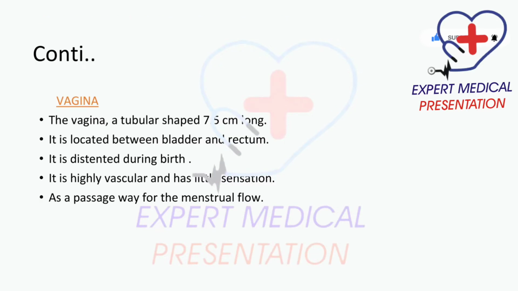Vagina. The vagina is a tubular structure, 7.5 centimeters long. It is located between the bladder and rectum. It is distended during birth. It is highly vascular and has little sensation. It serves as a passageway for the menstrual flow.